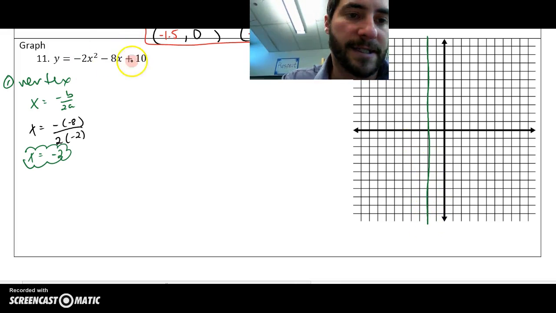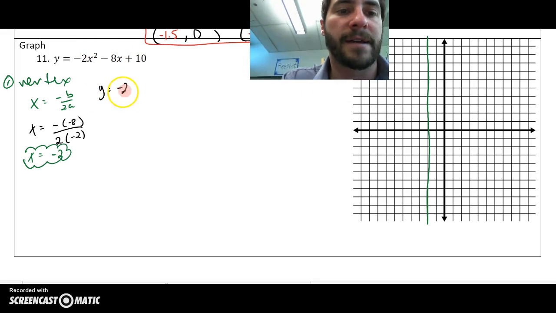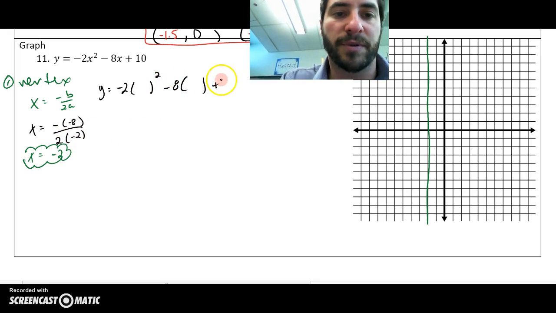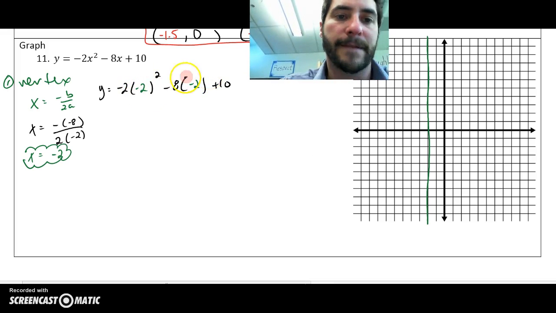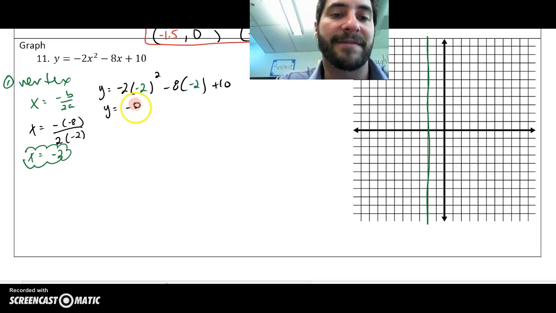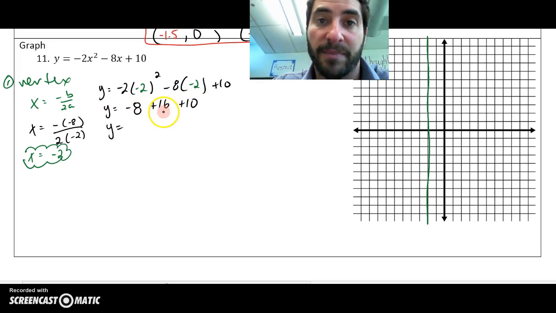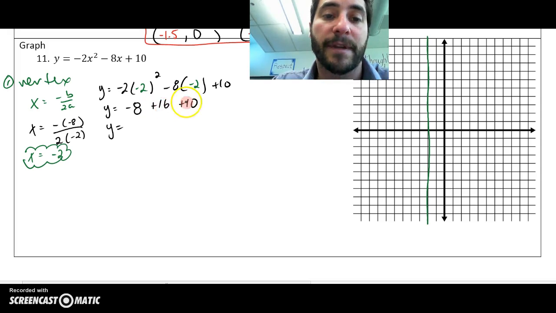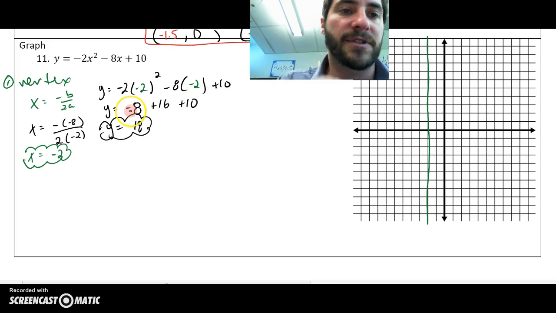Alright, let's find where the vertex is. Vertex, plug in negative 2 here for x's. Negative 2 times negative 2 squared minus 8 times our x, which is negative 2 plus 10. So plugging in negative 2, voila. Negative 2 squared is positive 4 times negative 2, negative 8. Negative 8 times negative 2, positive 16 plus 10. Negative 8 plus 16, positive 8, plus 10 is 18. So there is our vertex at negative 2, comma 18.